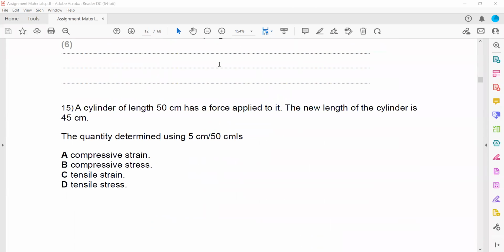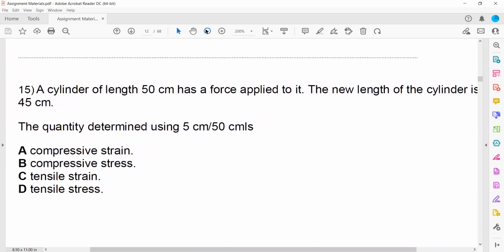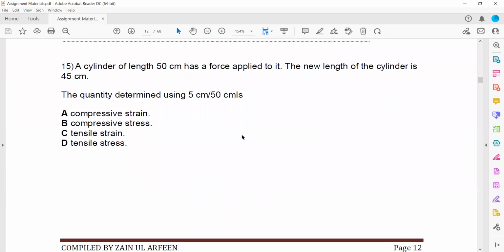Then a cylinder of length 50 centimeter has a force applied to it. The new length of the cylinder is 45 centimeter. The quantity determined using 5 centimeter over 50 centimeter is a ratio of change in length over original length. So what will it be?